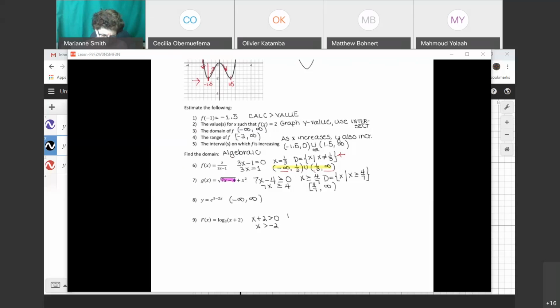All right, so my domain here is the set of all x such that x is greater than -2. And in interval notation, the lowest value that I can have is almost as far down as -2, but it can't touch it. So curved bracket -2, all the way out to infinity. Okay? Everybody all right with 8 and 9?